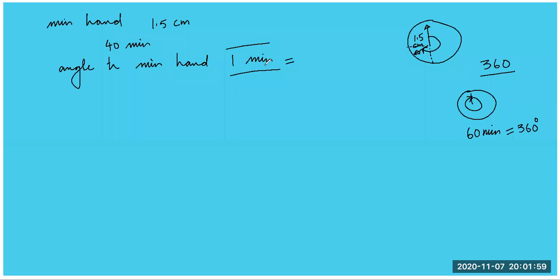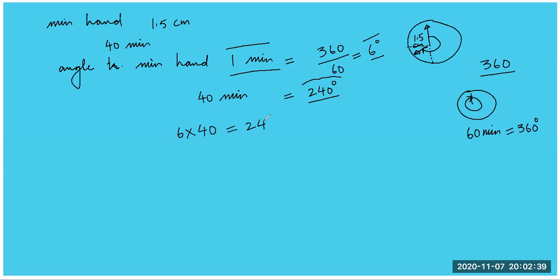6 degree. 1 minute will be 360 divided by 60. So it will be 6 degree. Okay. Angle traced by minute hand in 1 minute is 6 degree. So in 40 minutes, how much? In 40 minutes, it will be 6 into 40. Jasmine, why? In 1 minute, it's 6 degree. So 40 minutes, 6 into 40, that is 240 degree. Am I right?